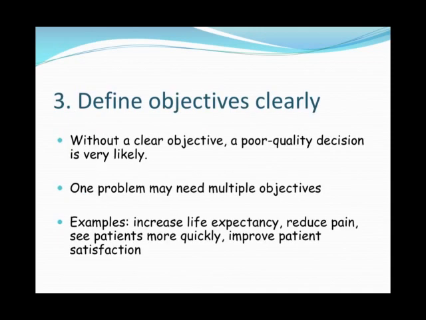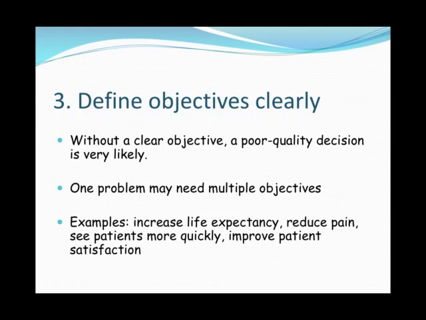And then we want to define our objectives clearly, because without a clear objective, a poor quality decision is really likely. And so, in one problem, you might need more than one objective. Like increased life expectancy, these are examples of a certain objective. So, if we just want to help someone get better, that's a very big objective.